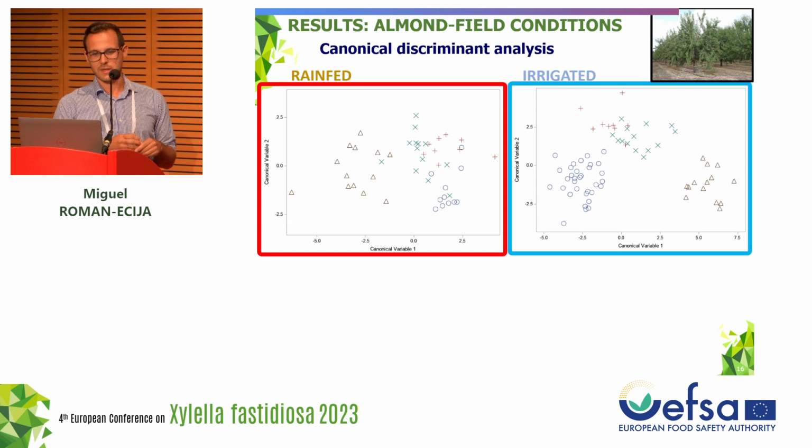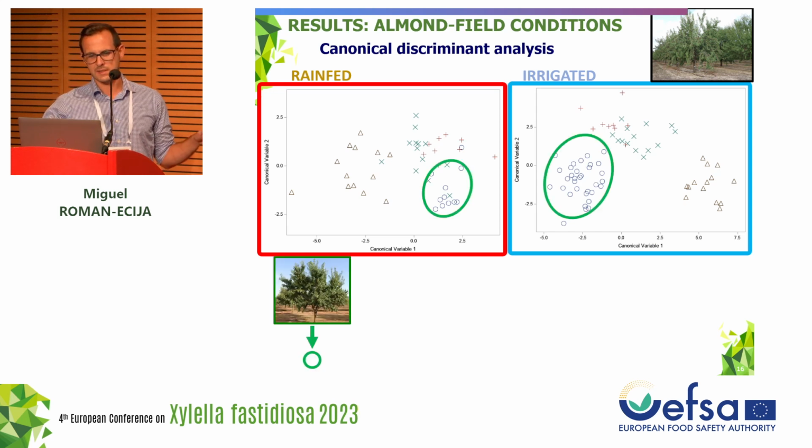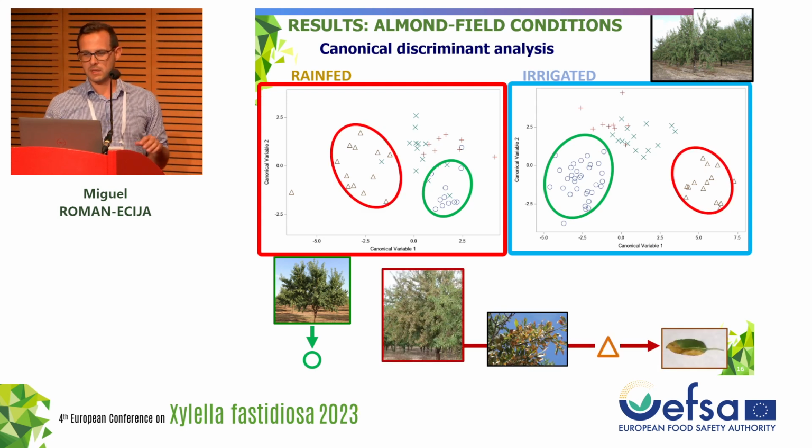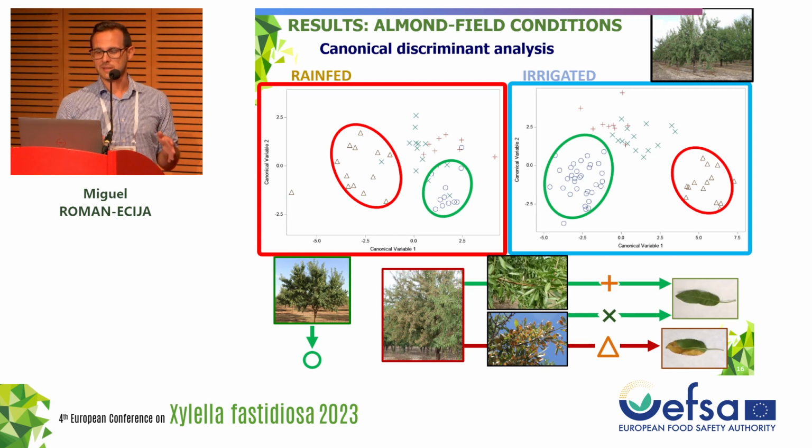In this last slide, I show you the canonical plot, and for both rain-fed and irrigated trees, we can see on one side those leaves that belong to healthy trees, and on the other side those leaves that belong to symptomatic trees. And in the middle we can see those asymptomatic leaves, and interestingly, the pattern of the leaves that belong to branches with symptoms is similar to that of leaves with symptoms.